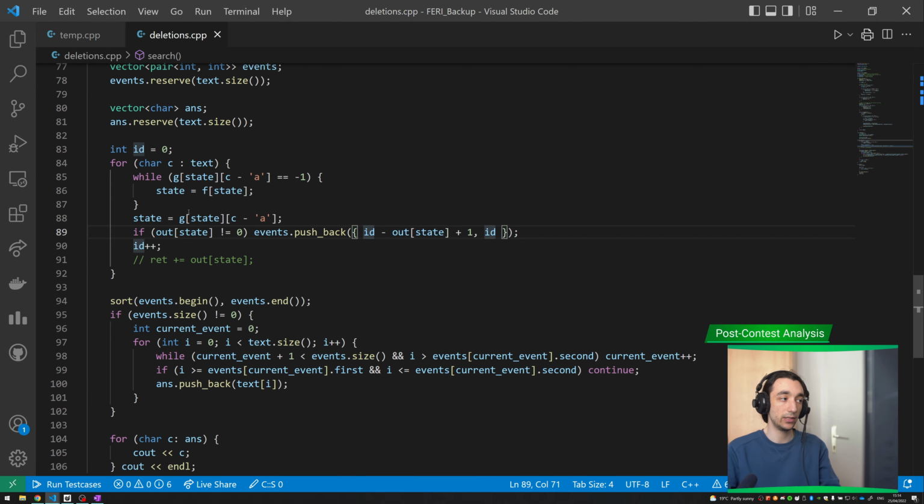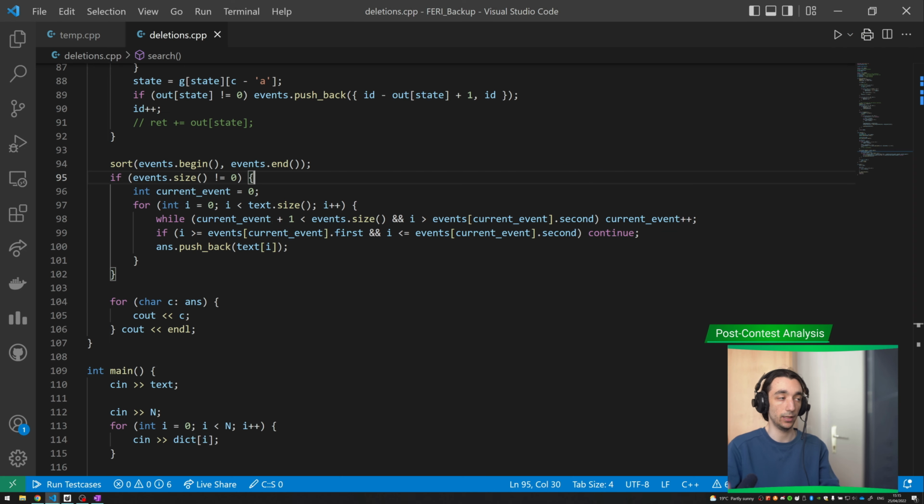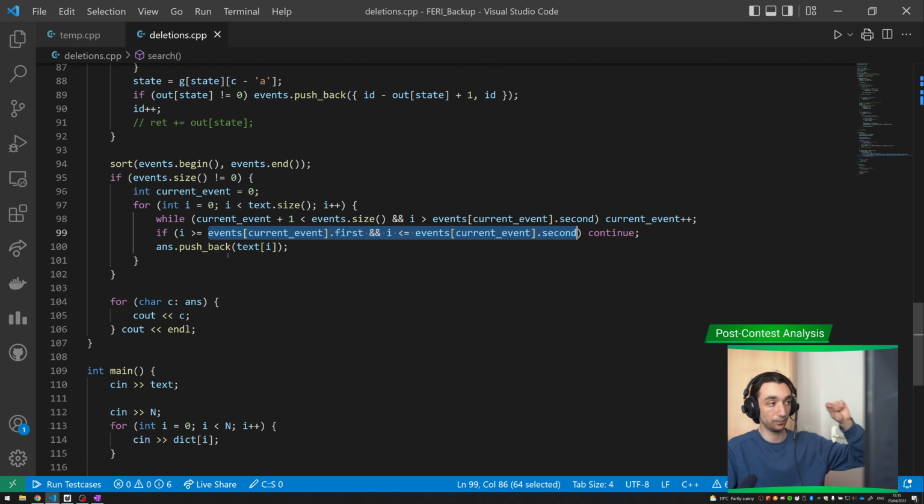And I store all of these events. Now I just sort them. So the complexity is O of n log n now, because I sort the events. Then I go with a pointer technique for each character to see in what event it is. If this character is not in the interval of some event, then we push this character to the answer array, and then we output the answer.